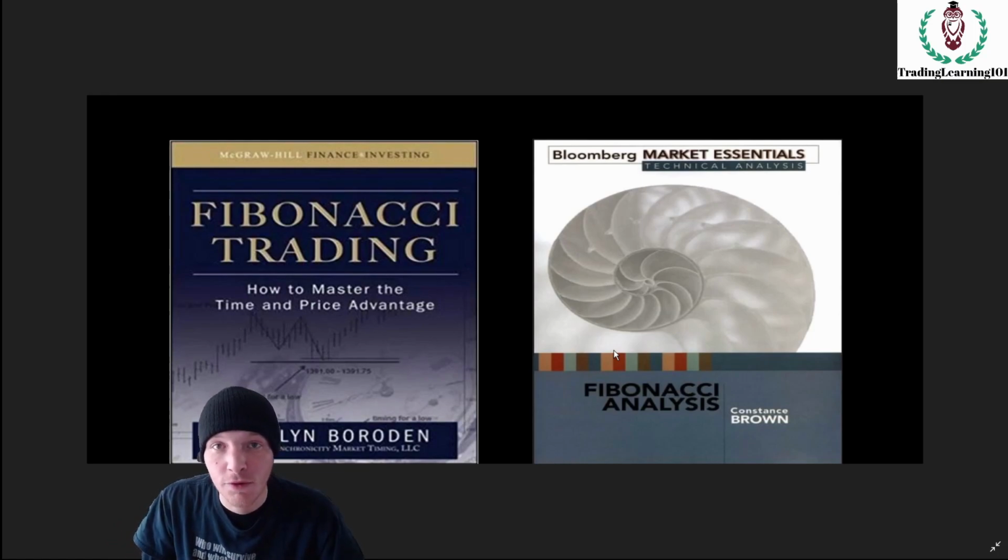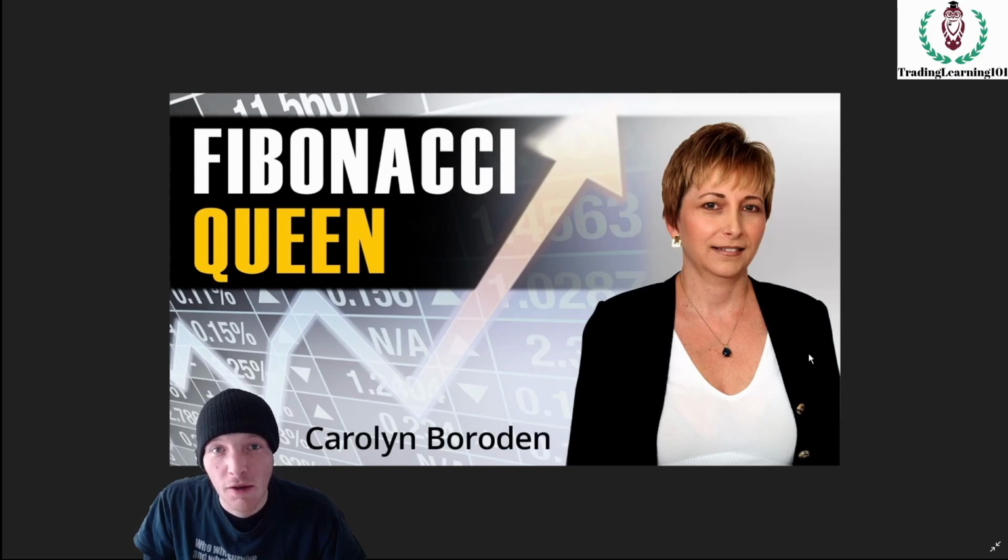This is a picture of 2 books that I've read related to Fibonacci. The first one that I've ever read was Fibonacci Analysis by Constance Brown. This one right here on the right. The second book that I've read is Fibonacci Trading by the Fibonacci Queen, Carolyn Borden. And here is a picture of the Fibonacci Queen herself, Carolyn Borden. This is a great place to start if you're interested in learning about Fibonacci trading. She has the best content out there when it comes to Fibonacci, so I highly recommend learning from her.